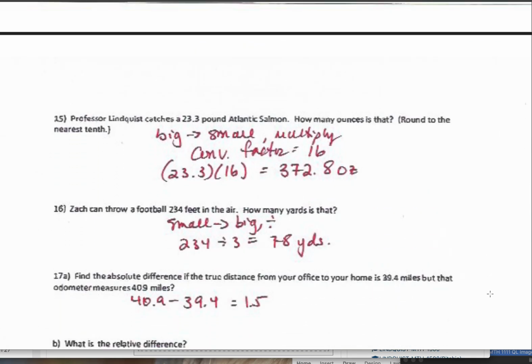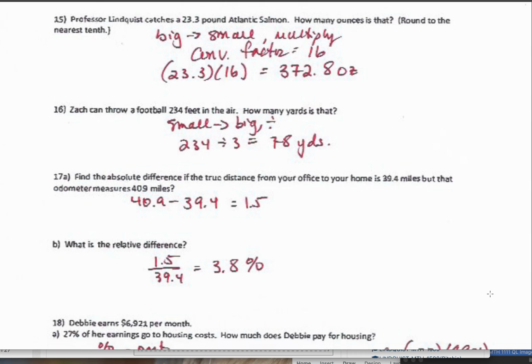Okay. Next up, Professor Lindquist catches a 23.3-pound Atlantic salmon. Notice that I'm a fisherman, and the fish is growing bigger as time goes on. That's how we fishermen are. How many ounces is that? Well, if I'm going from pounds to ounces, that's big to small, so I'm going to multiply. Conversion factor is 16 because there's 16 ounces in a pound. So 23.3 times 16 is 372.8 ounces.